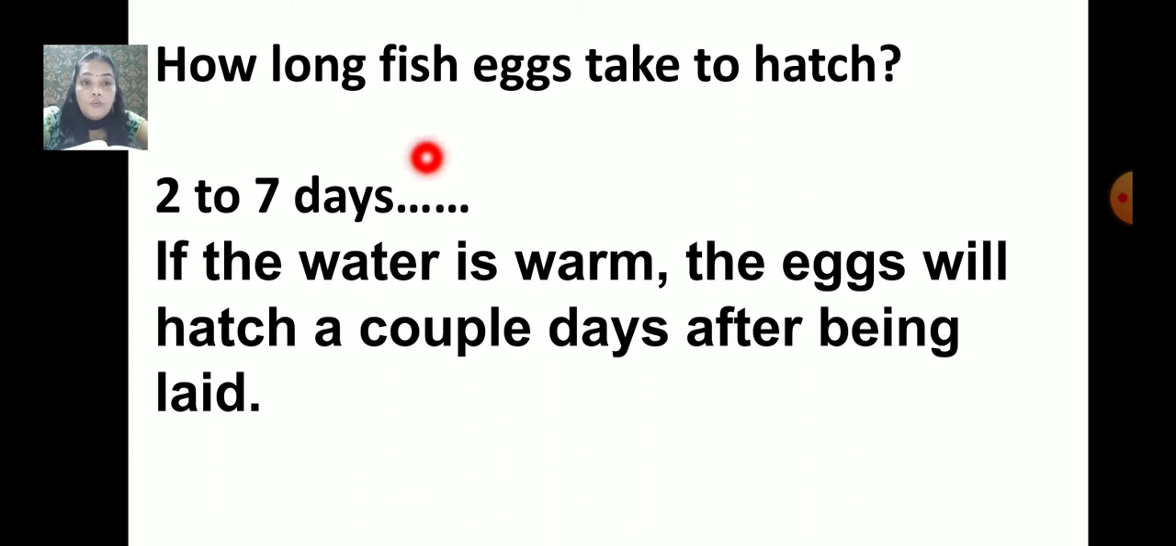Now how long do fish eggs take to hatch? How much time does it take? It takes only 2 to 7 days. If the water is warm, the eggs will hatch in a couple of days after being laid. A couple of days means 2 days. So it will hatch soon if the water is warm.